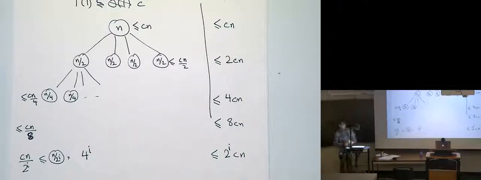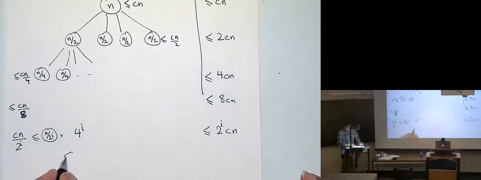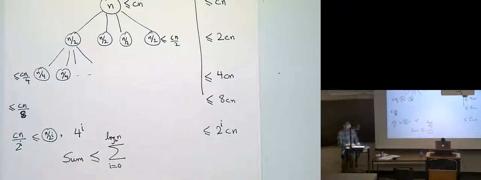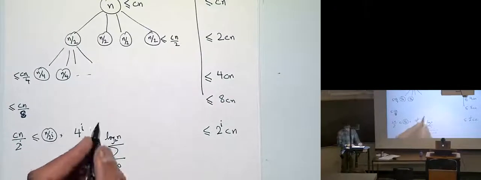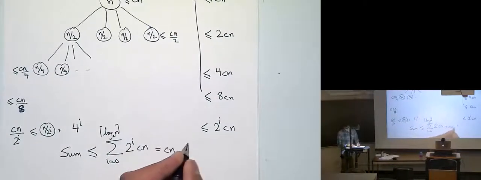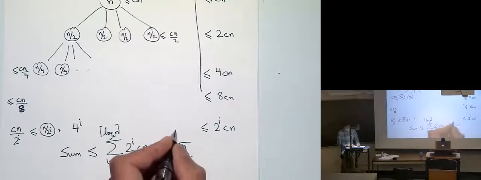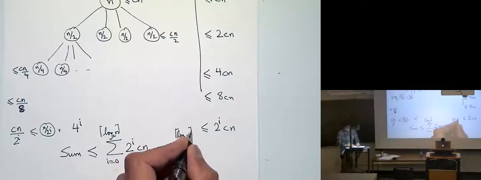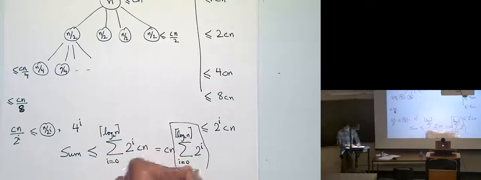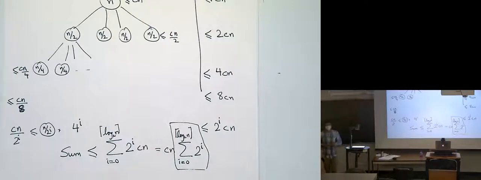Okay? So let's sum everything up. So the sum is at most the summation, i going from 0 to log base 2 of n, ceilings, floors, whatever have you, of 2 to the i cn. I is equal to 0, to log base 2 n, of 2 to the i. How much is this? Up to O, just give me an O bound. How much is that?